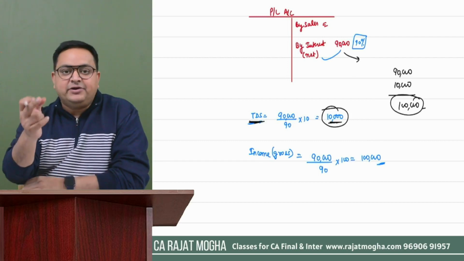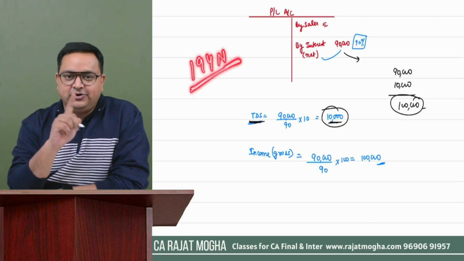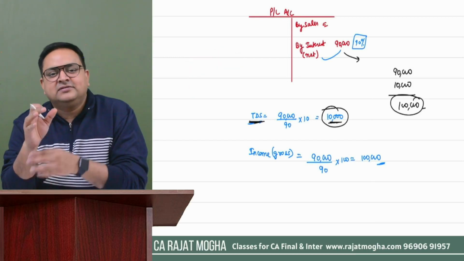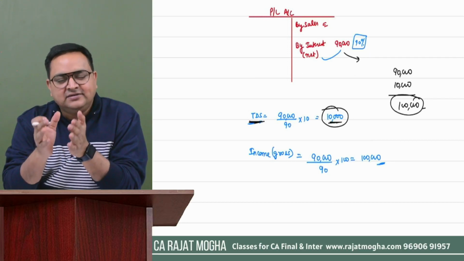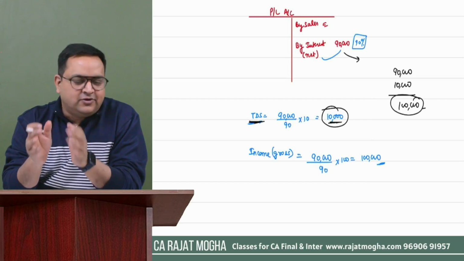But yes, I have already mentioned that 194N TDS is not your income. In fact, for all the sections, whenever we apply TDS, it is actually on your income, except for 194N, because 194N is not your income.